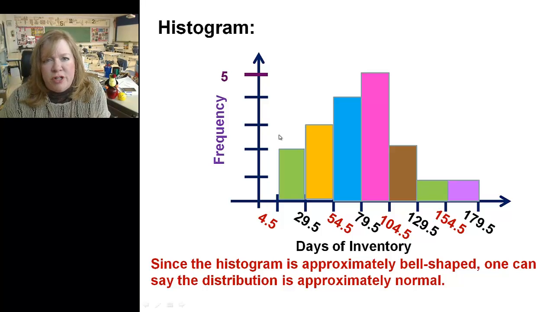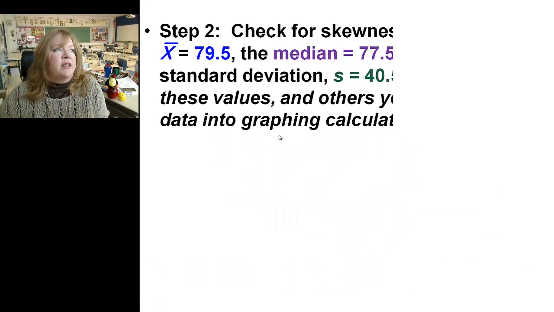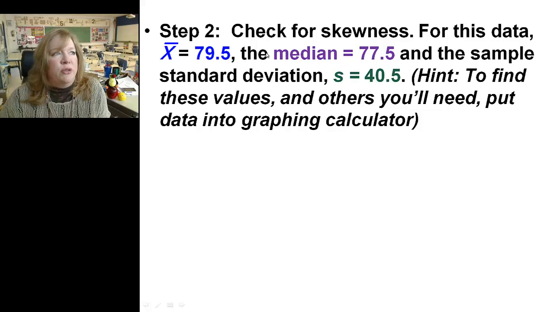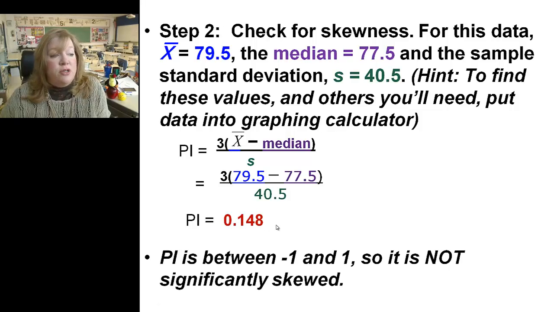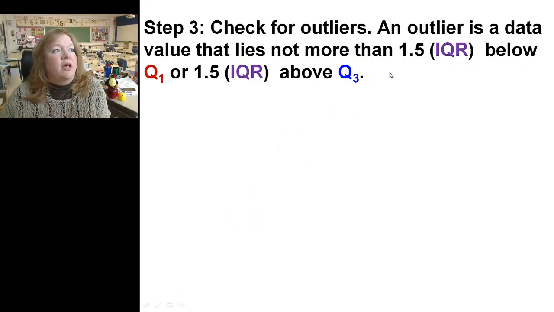Okay, so now we're going to check for skewness. We're going to use the PI, Pearson's index of skewness. So all we have to do is plug and chug in that formula: 3 times the mean minus the median divided by the standard deviation. We plug that all in. Bada boom, bada bing. It kicks out 0.148. That is between -1 and 1, so it's not skewed. So the PI is between -1 and 1. It's not significantly skewed.